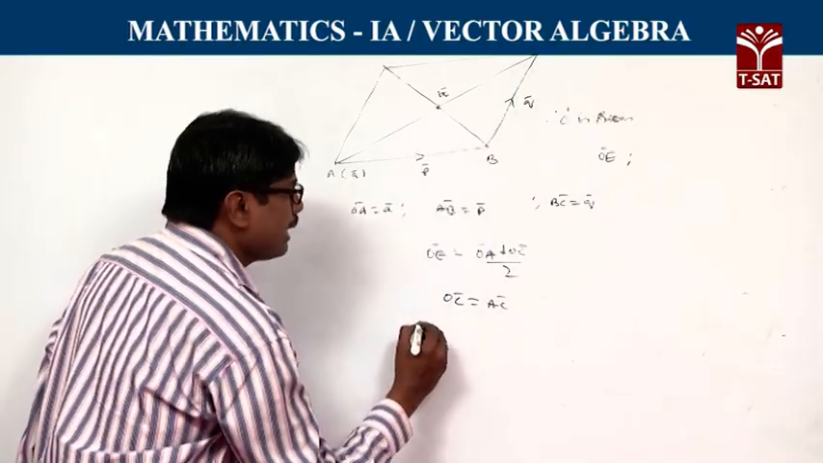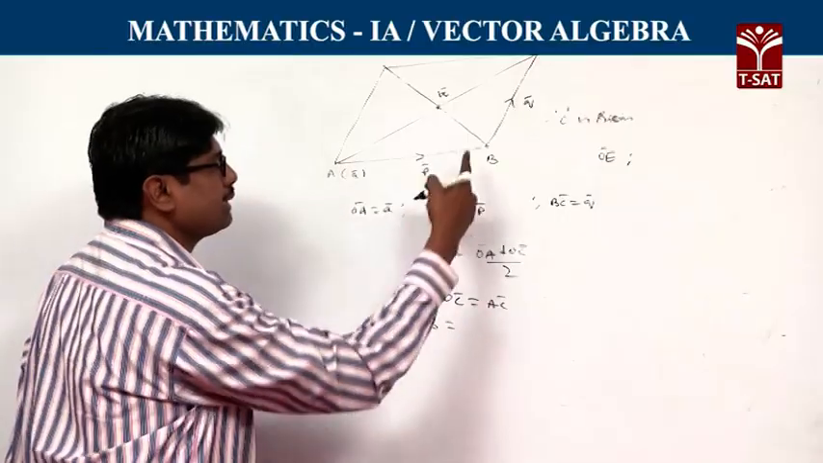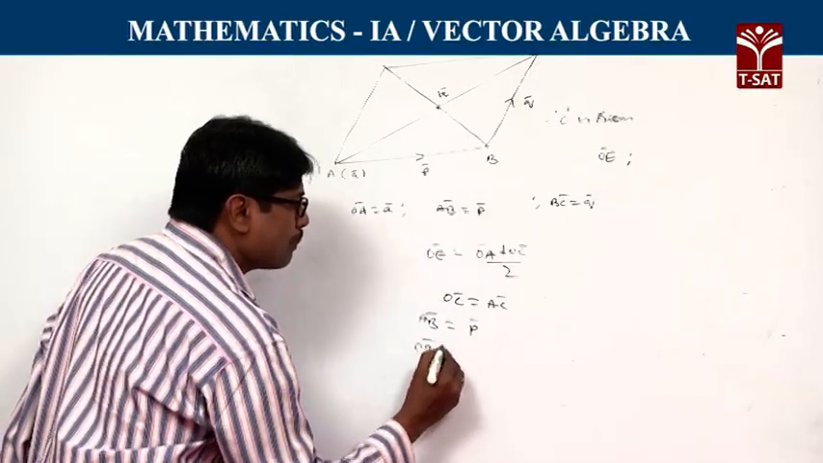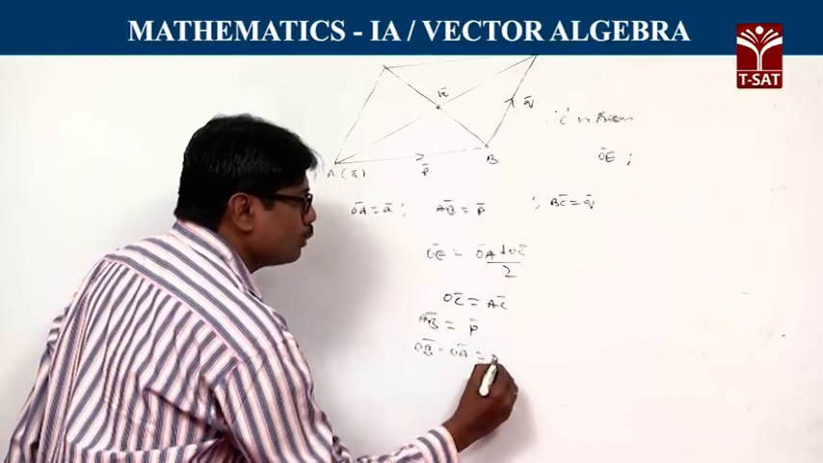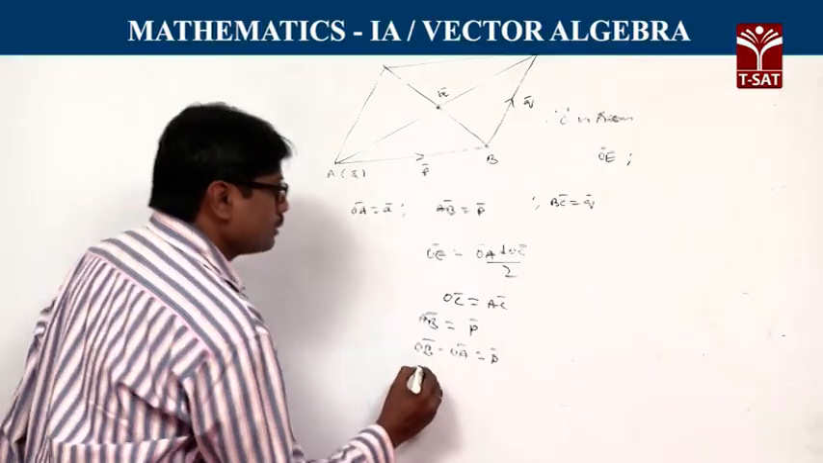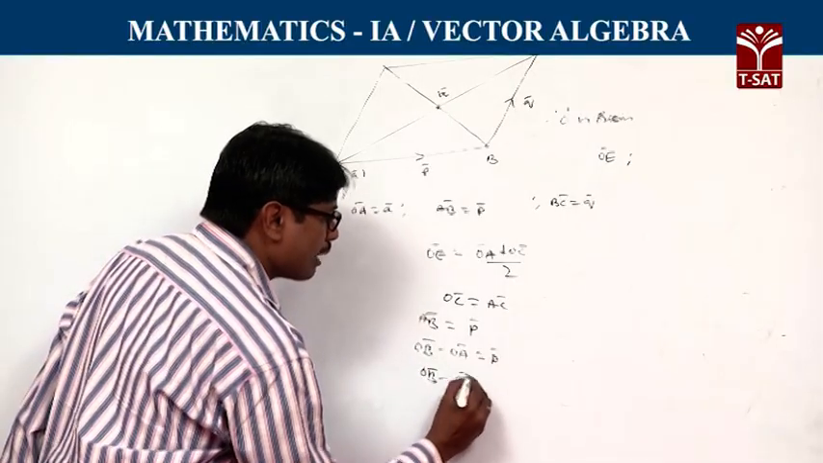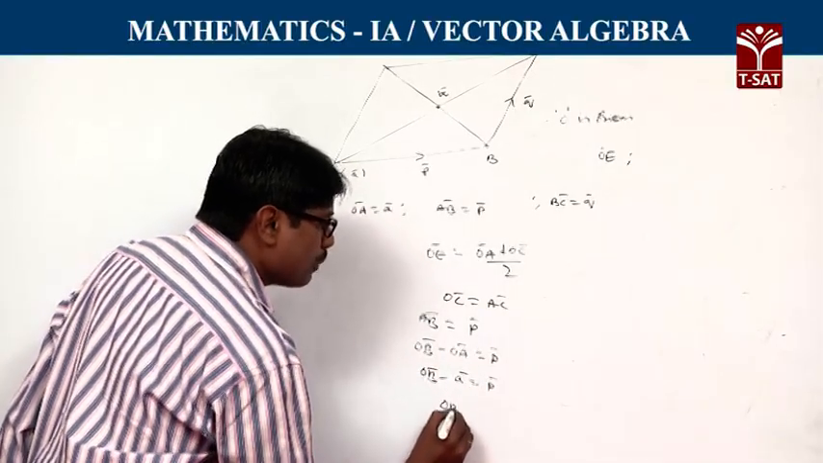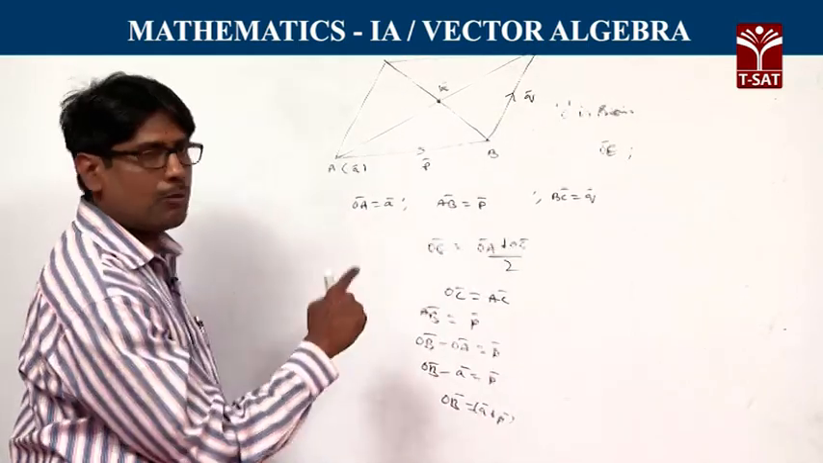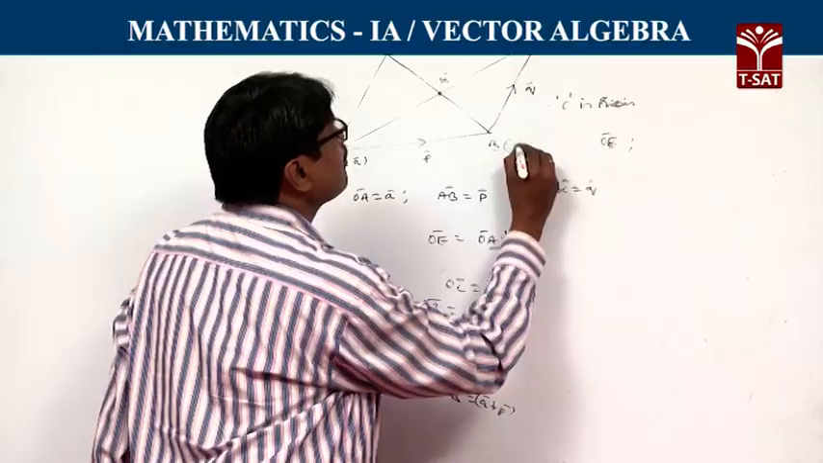So AB bar is equal to P bar. AB bar can be written as OB bar minus OA bar is equal to P bar. Already OA bar, that is A bar, is given, substituting. So OB bar minus A bar is equal to P bar, so OB bar is equal to A bar plus P bar. This is the position vector of B, that is A bar plus P bar.